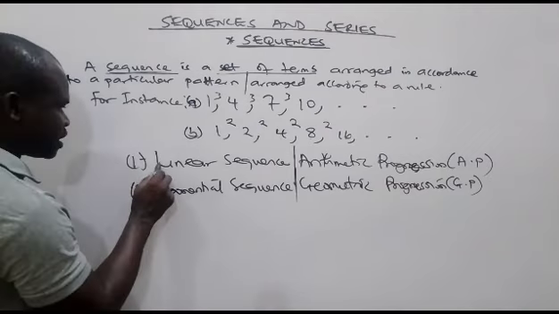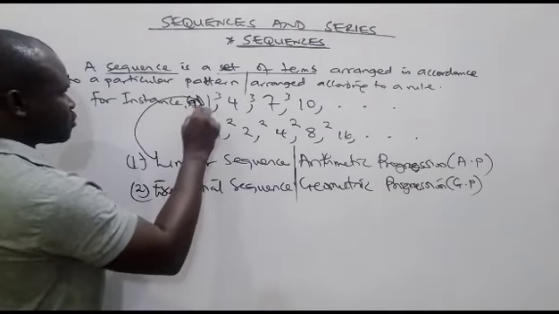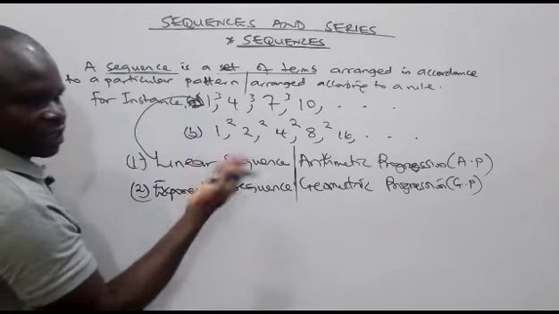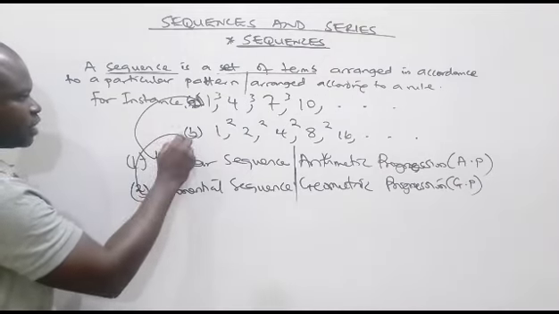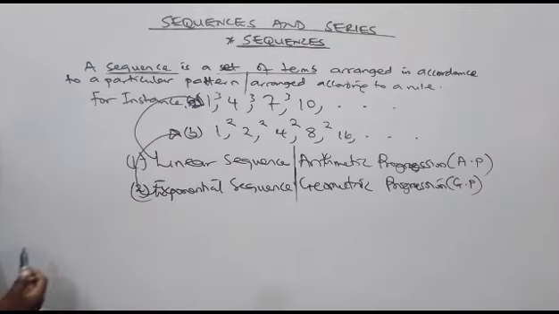For instance, this linear sequence is an example where we have a common difference. The difference there is common. Exponential is an example where we have a common ratio. So we'll be looking at the concept of sequence and series. We are starting with sequence.